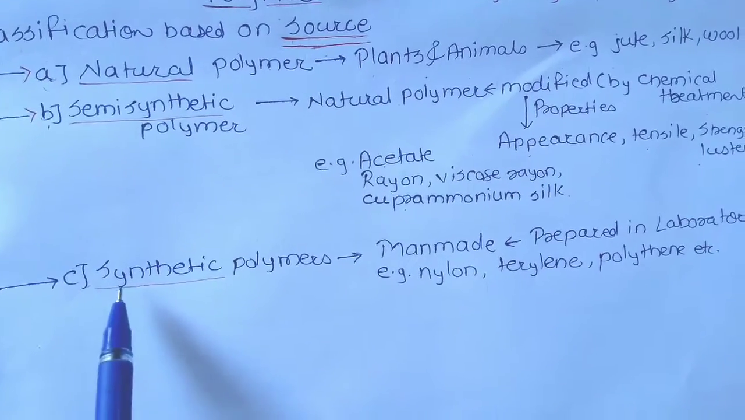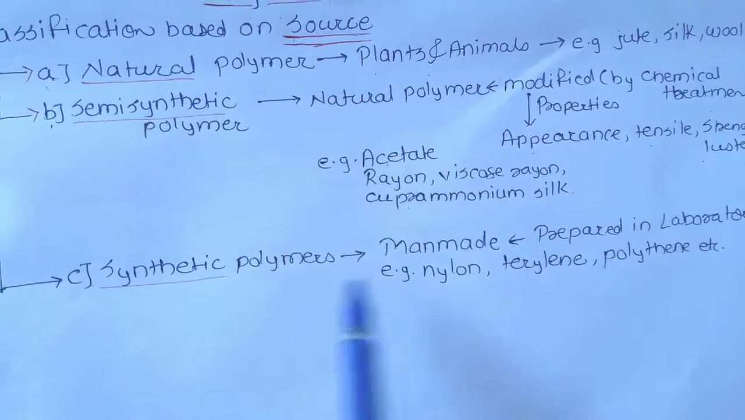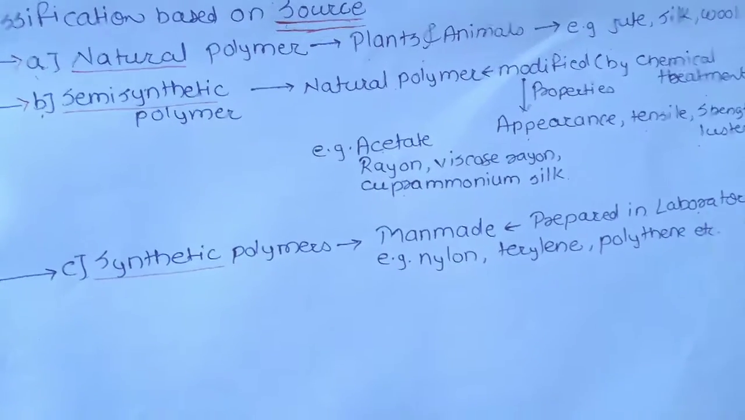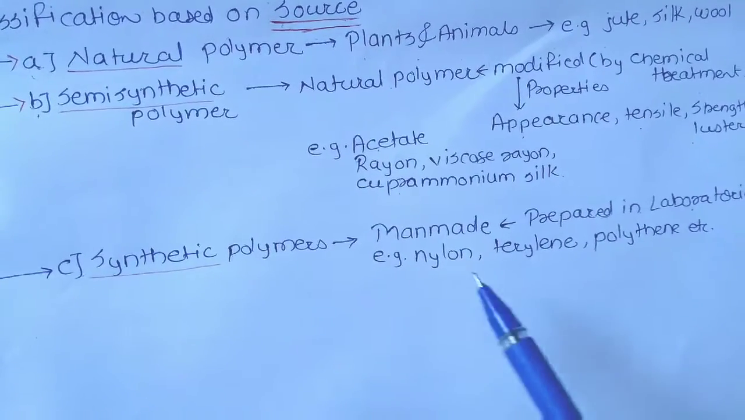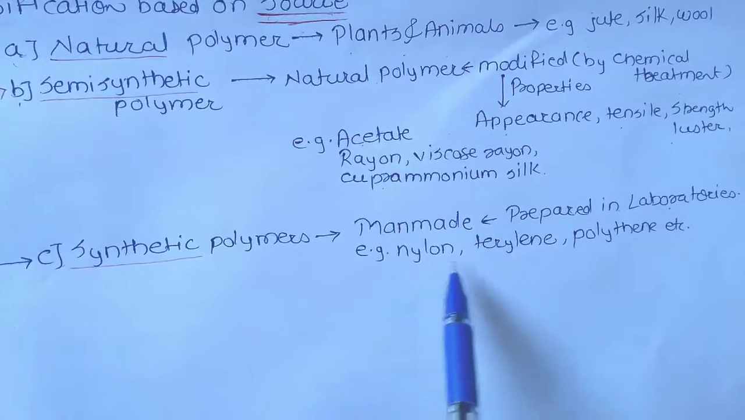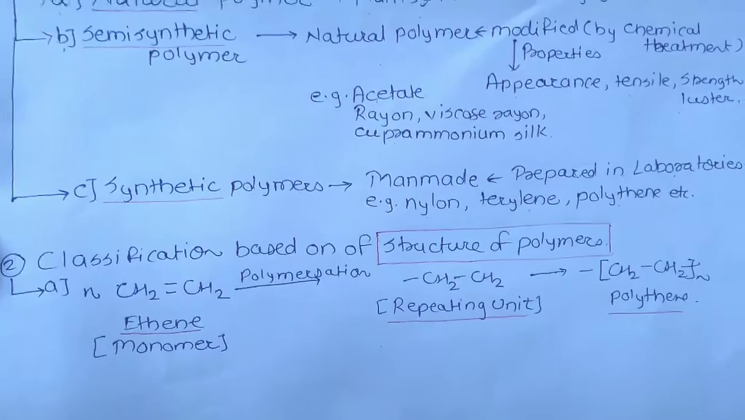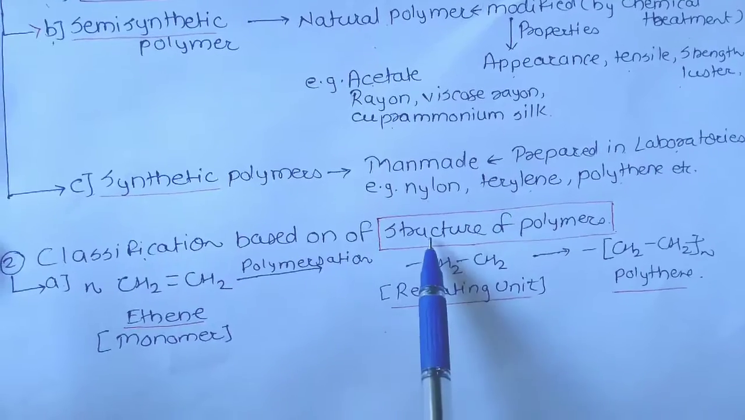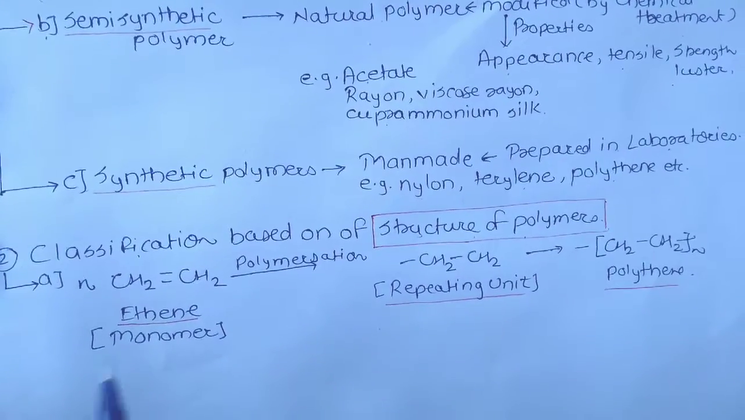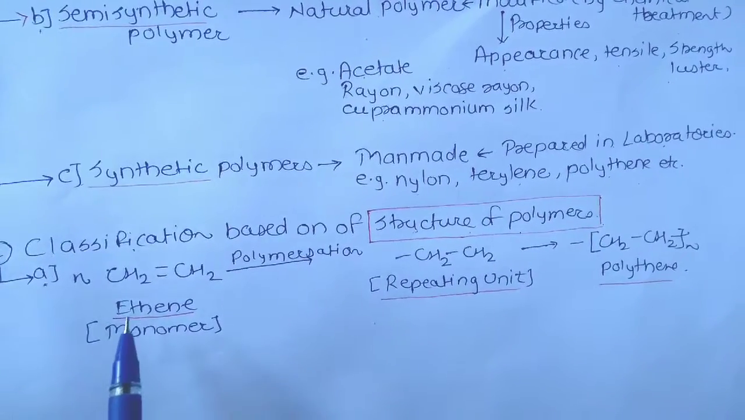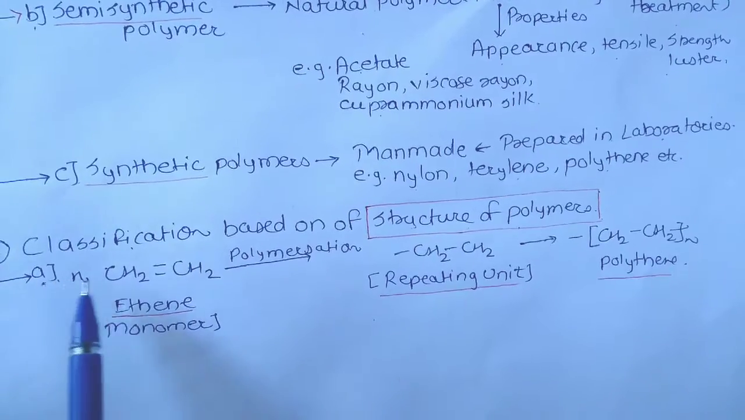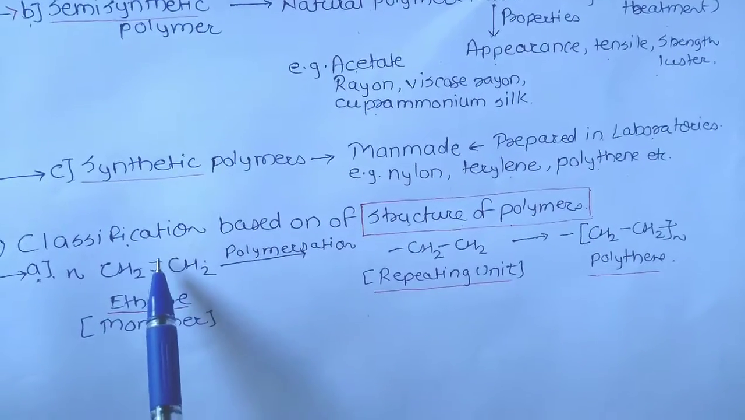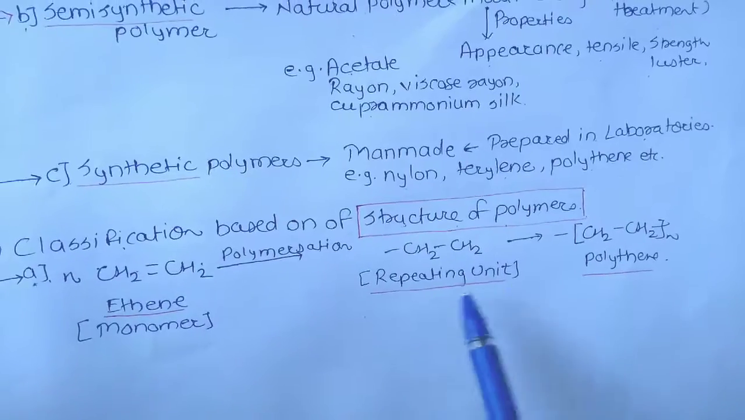Next is synthetic polymer, which are man-made polymers prepared in laboratory or in industry. Examples: nylon, terylene, polythene. Now we will see classification based on structure of polymer. First is n times ethene. When we break the double bond, we will get repeat unit.